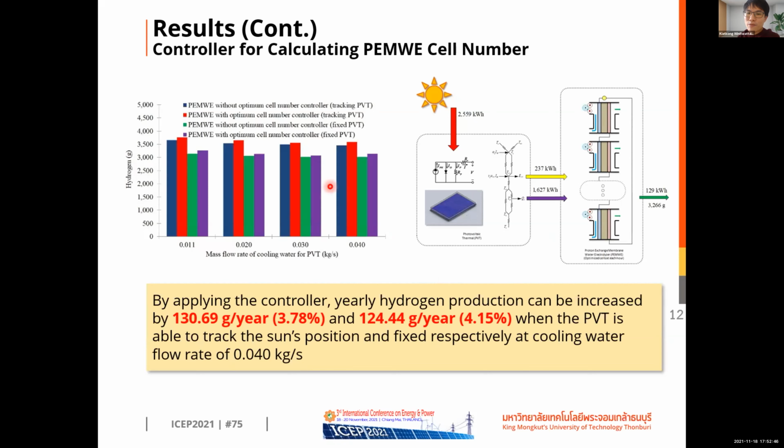After running the simulation for the whole year, we can conclude that our controller can improve the overall efficiency by 3.78% and 4.15% when the PVT is tracked along with the sun's position and in a fixed position. This is how the energy transforms from solar energy to hydrogen.